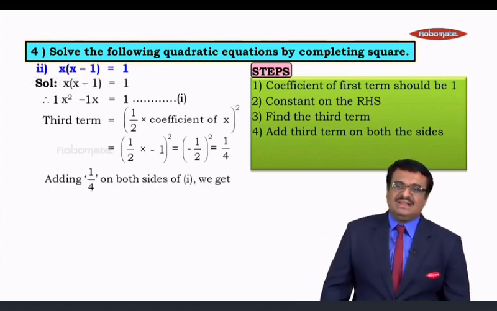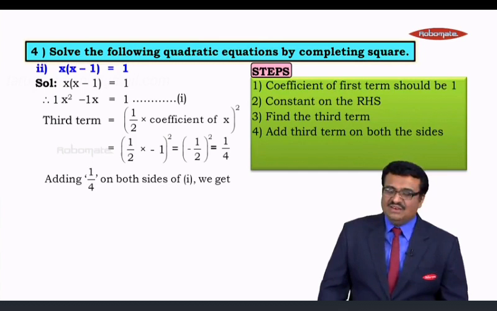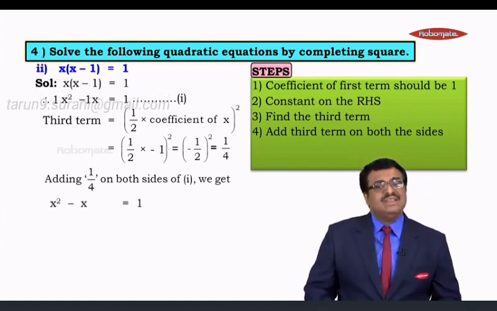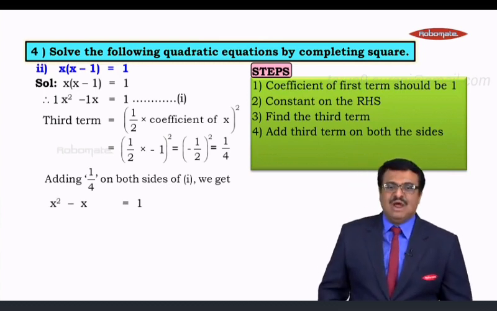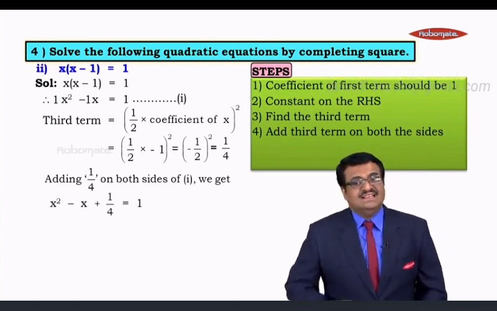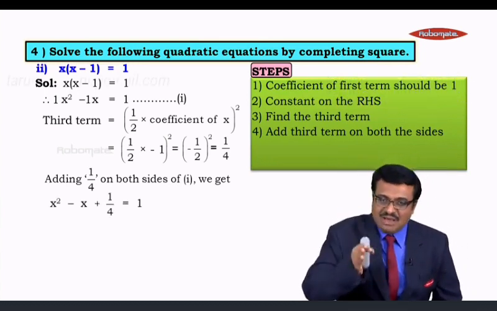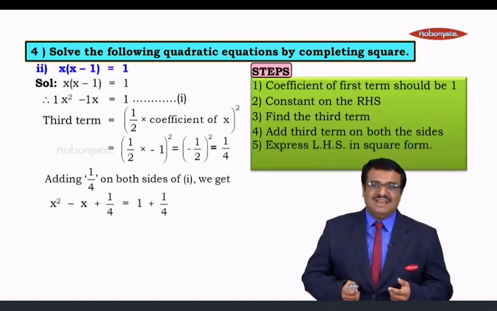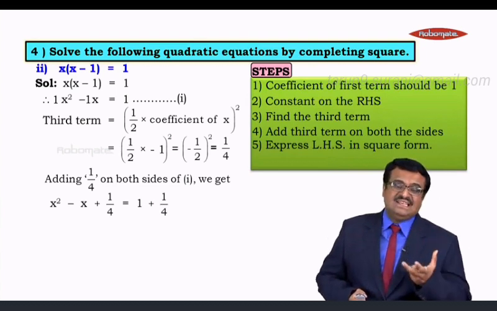So what you get? Adding 1 by 4 on both the sides of 1, we get x square minus x is equal to 1. Is that equation number 1? Let us add 1 by 4 on both the sides. If you add 1 by 4 on both the sides, what you get is x square minus x plus 1 by 4 is equal to 1 plus 1 by 4. Right?